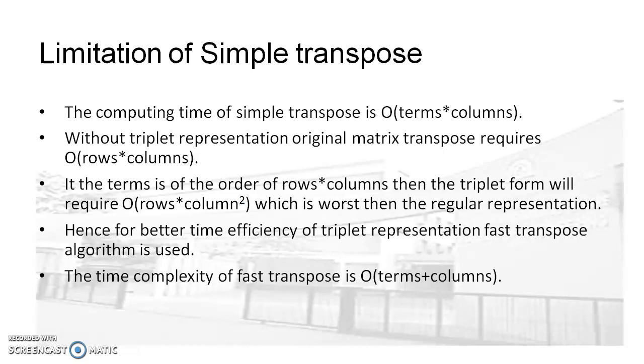Hence, for better efficiency of triplet representation, fast transpose algorithm is used. The time complexity of fast transpose algorithm is big O of terms plus columns times. So, the simple transpose has big O of terms into columns times, which will be reduced to big O of terms plus columns times.